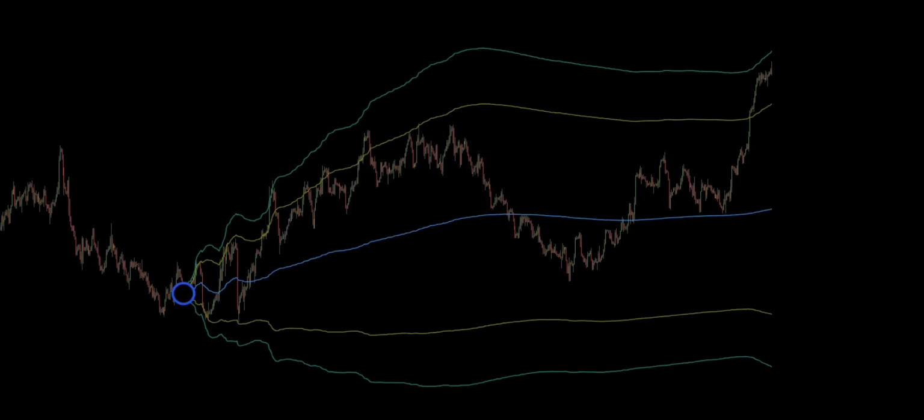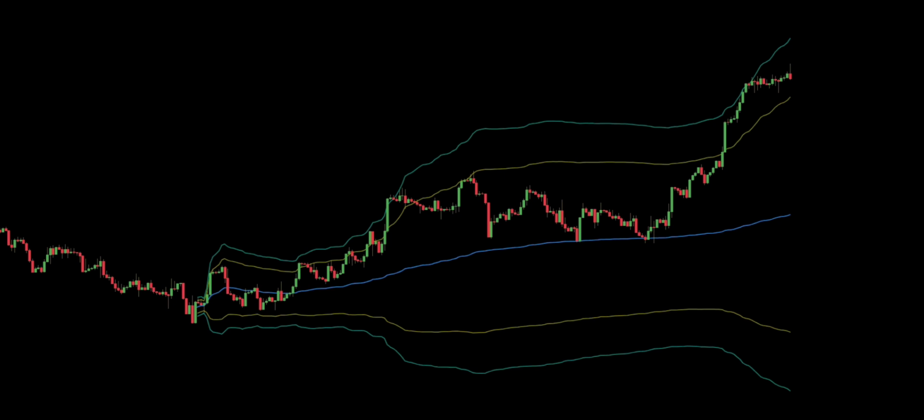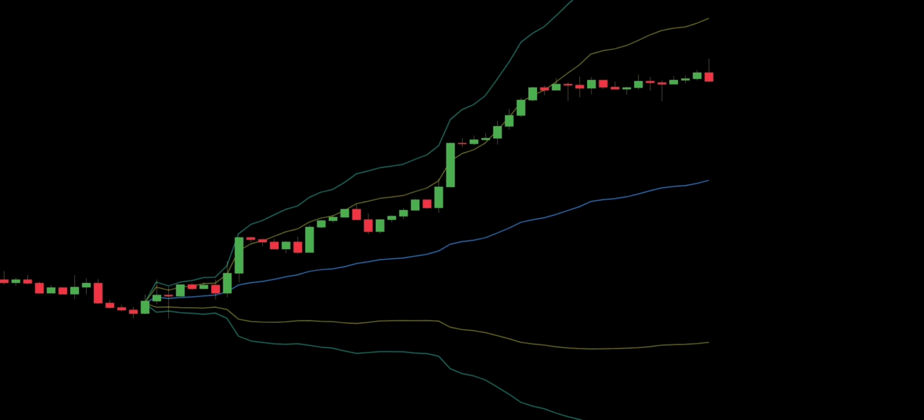Anchored VWAP is a powerful tool that allows you to analyze price action in relation to volume, giving you a unique perspective on market trends and potential entry and exit points.